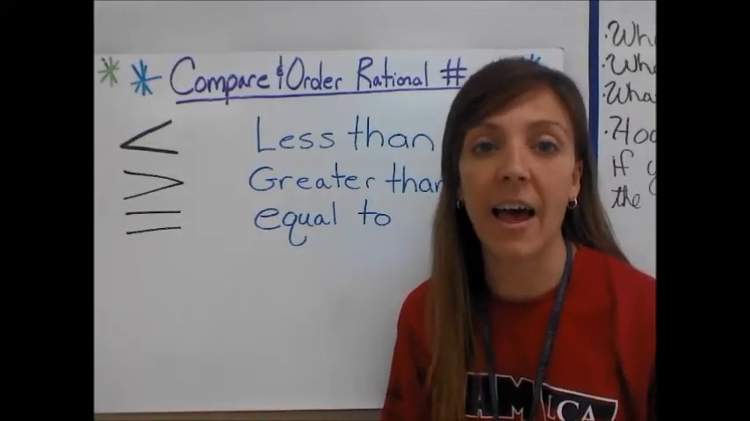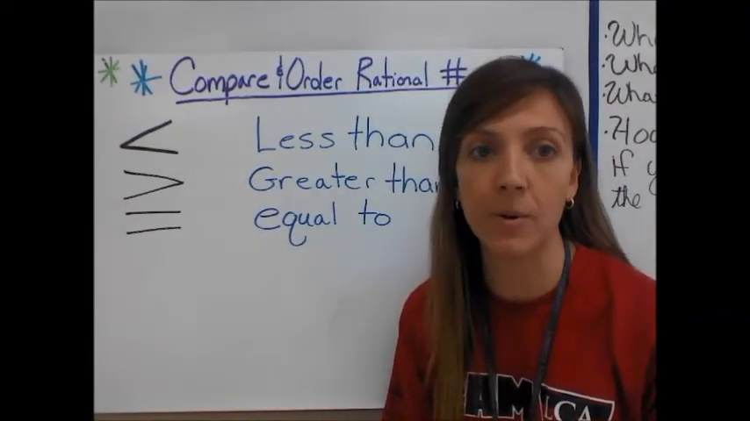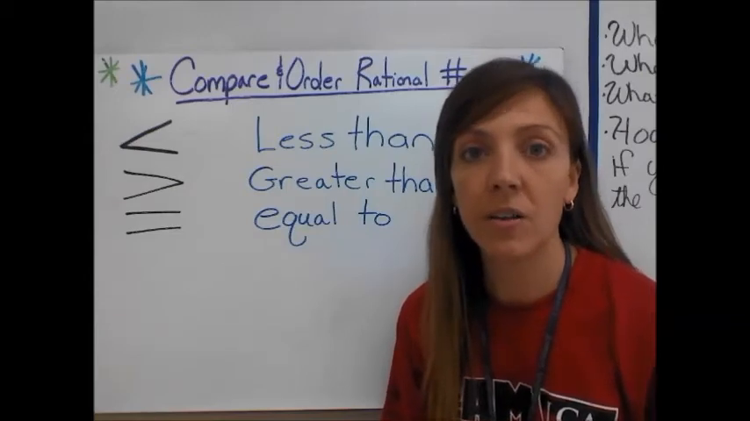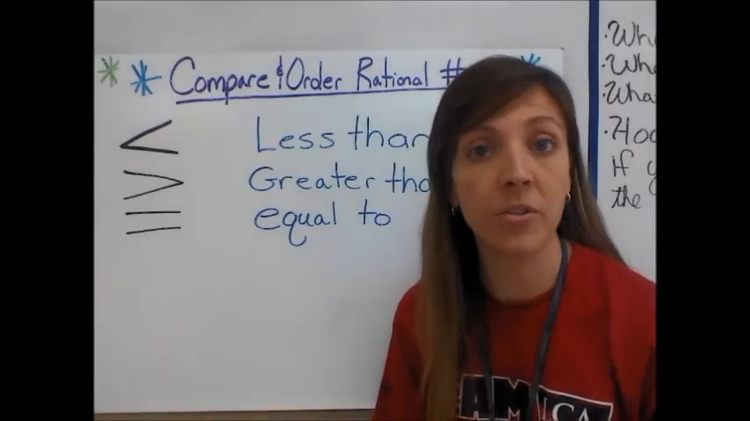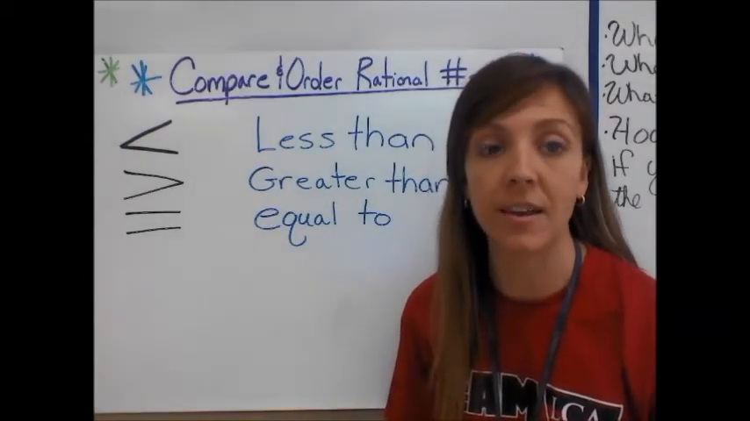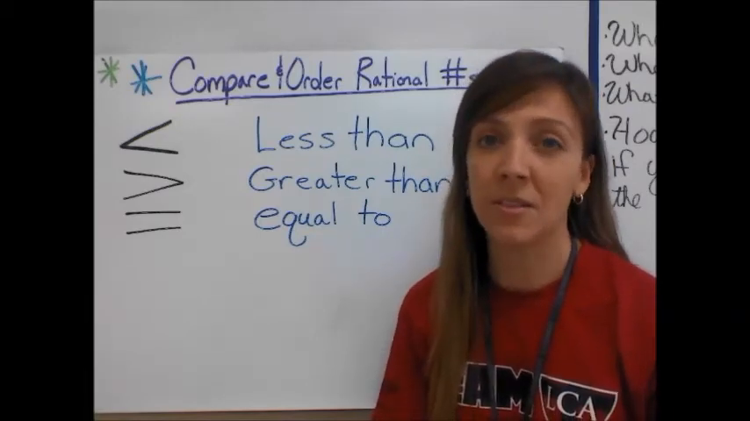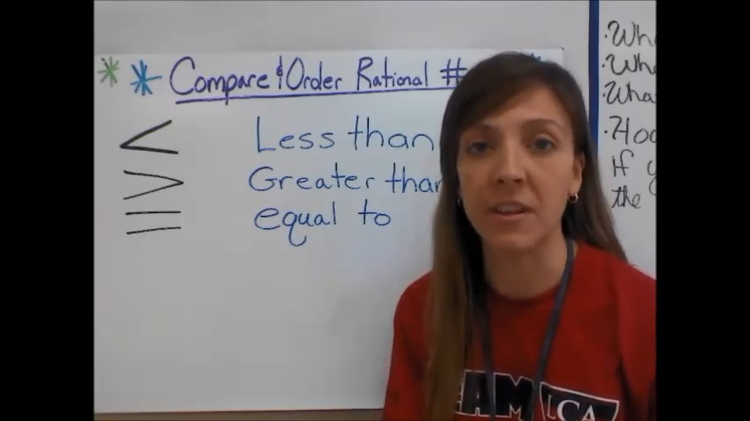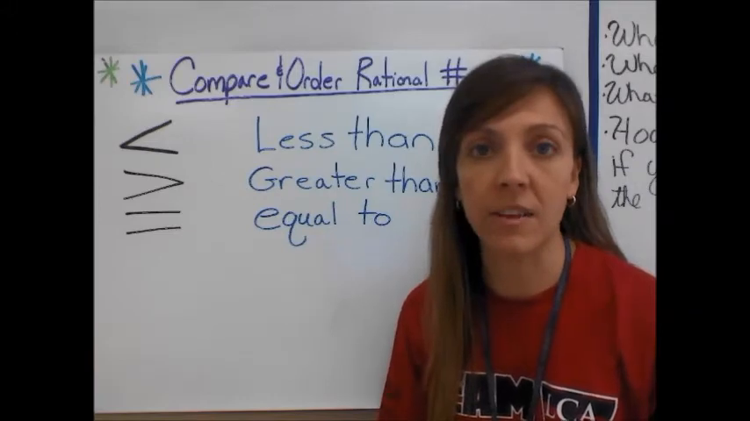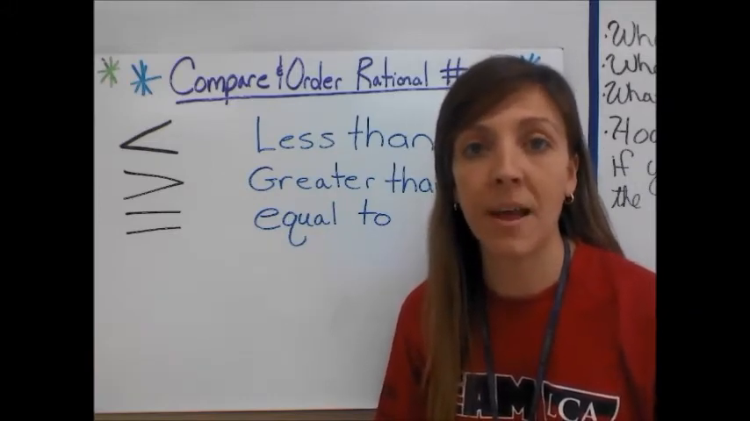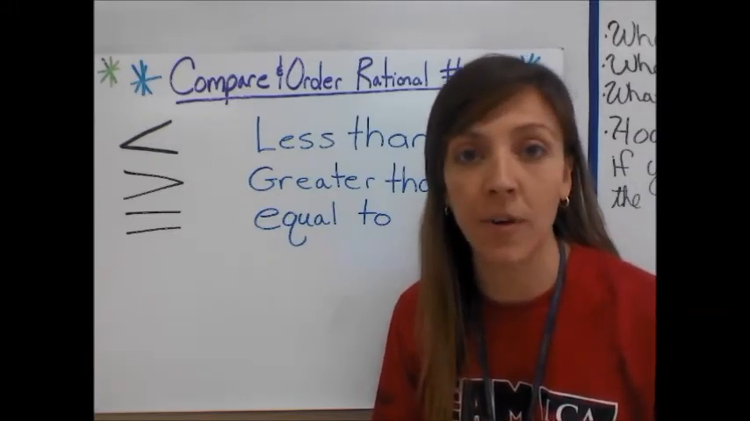We're going to take a look at how to compare and order rational numbers. First of all, compare means to take a look at two numbers and decide which one's greater, which one's less. Order is to put numbers in order from least to greatest or greatest to least. And a rational number, keep in mind, is any number that can be written in the form of a ratio.